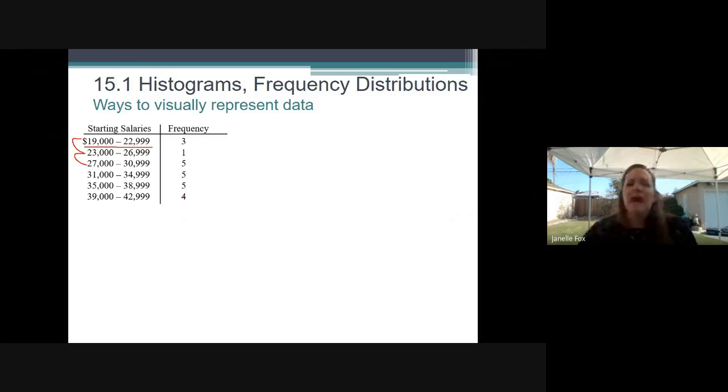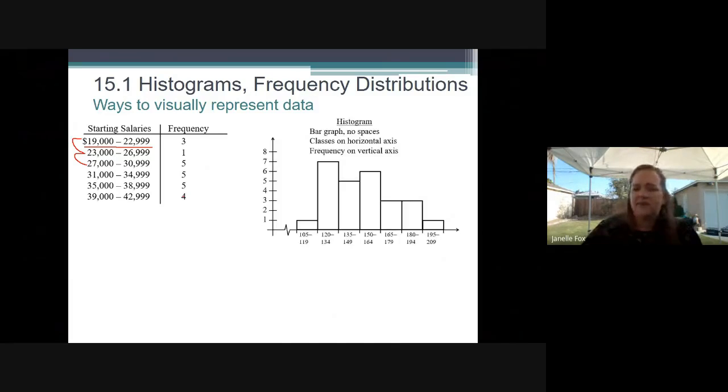Then you can turn this data into a histogram. A histogram is your bar graph. There are no spaces. Each one of these bars is a class, and again, you're noticing how things are not overlapping. Something similar to this is the frequency polygon.